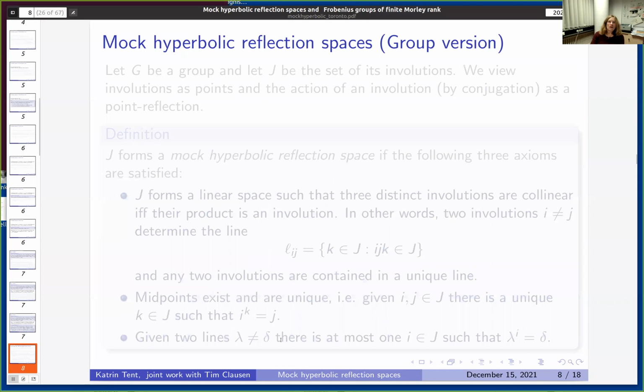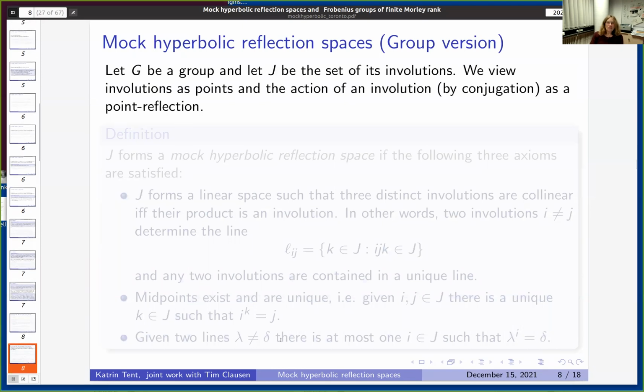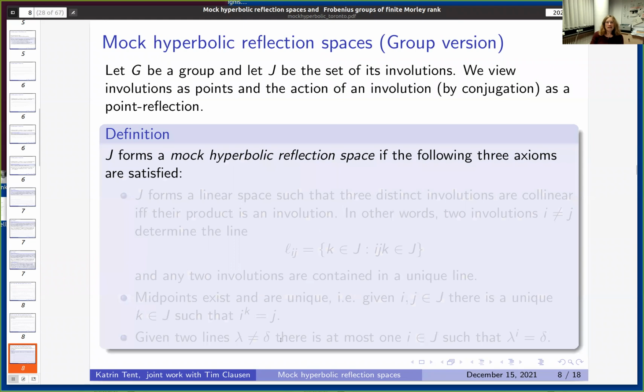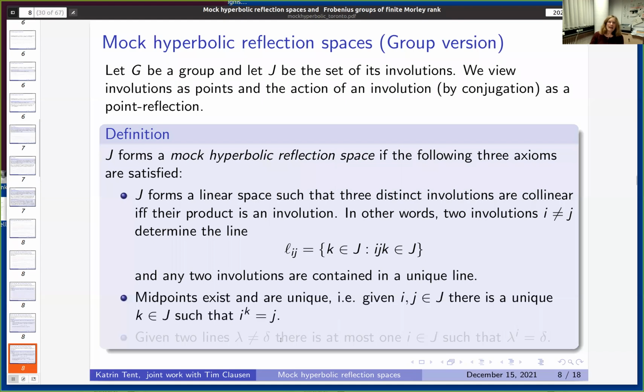So now let me say a little bit about the ideas. Let me give you the definition in the purely group version now. If we take a group with a set of involutions, we can think of the involutions as points and the action of the involutions by conjugation as a point reflection. So then we say that this set of involutions forms a mock hyperbolic reflection space if the following 3 axioms are satisfied. Well, we define lines in this way.